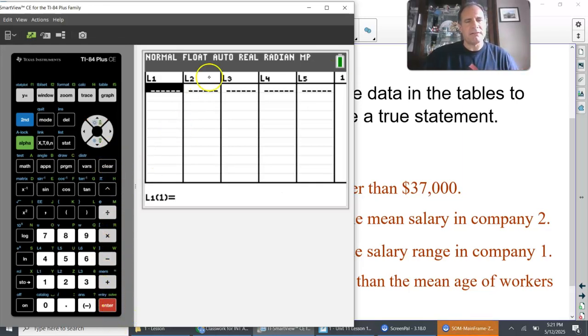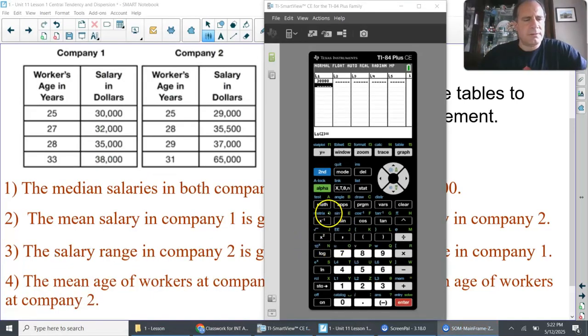I'm clearing out that list and I'm going to put those salaries in. And I know it's a little bit difficult to see, but it's a little bit better for me to type 32,000 and then enter. And then 35,000 and 38,000. Let's see if I can get a lot of information about this.